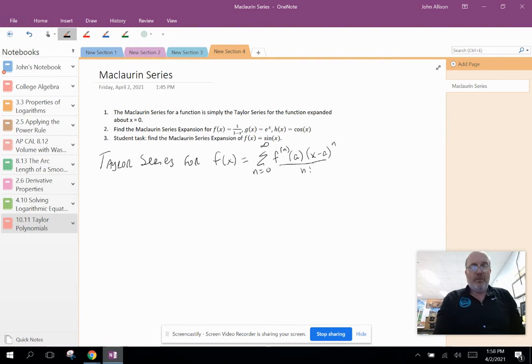But if we evaluate that at 0, we get the Maclaurin series. This is a special case of the Taylor series. It's the sum from n equals 0 to infinity of the nth derivative of f, this time evaluated at 0. And x minus 0 to the nth power is just x to the nth power, still over n factorial.